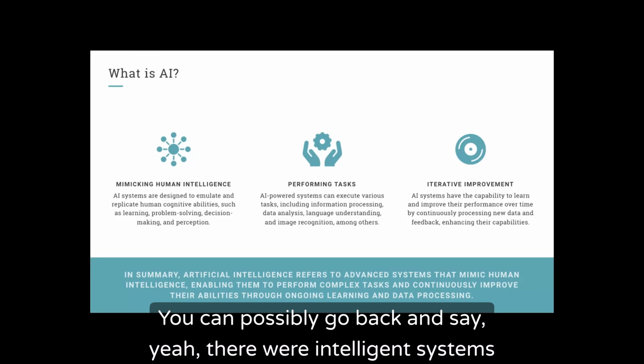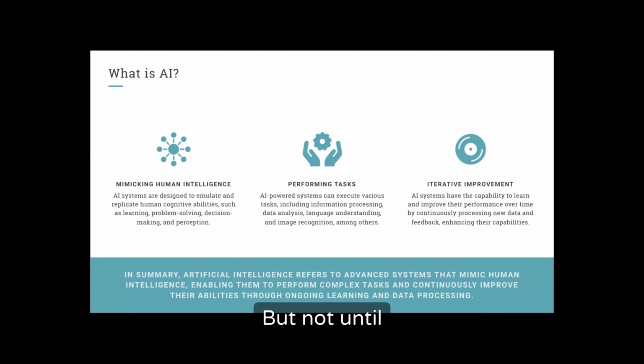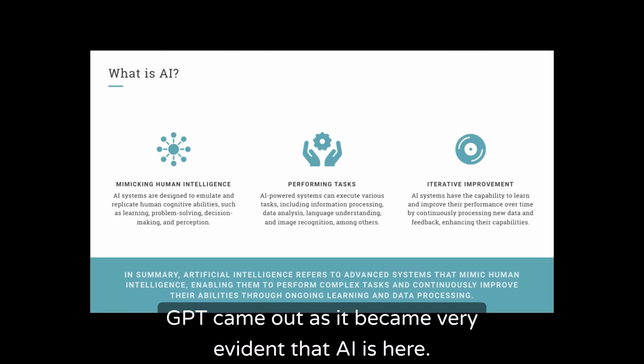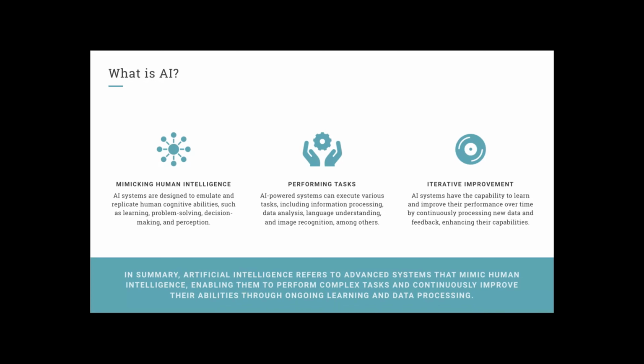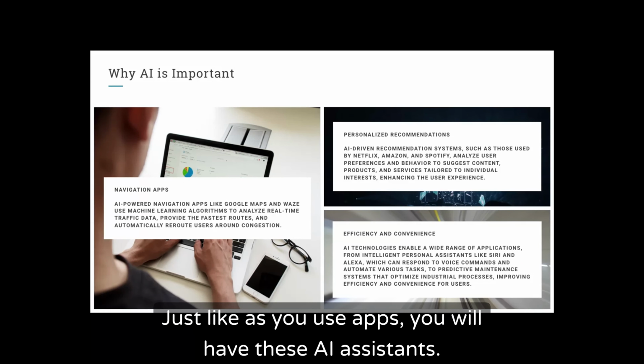I mean, you can possibly go back and say, yeah, there were intelligent systems existing, maybe starting in the 2000s, 2005, right? But not until GPT came out did it become very evident that AI is here. Why is AI important? Just as you use apps, you will have these AI assistants.